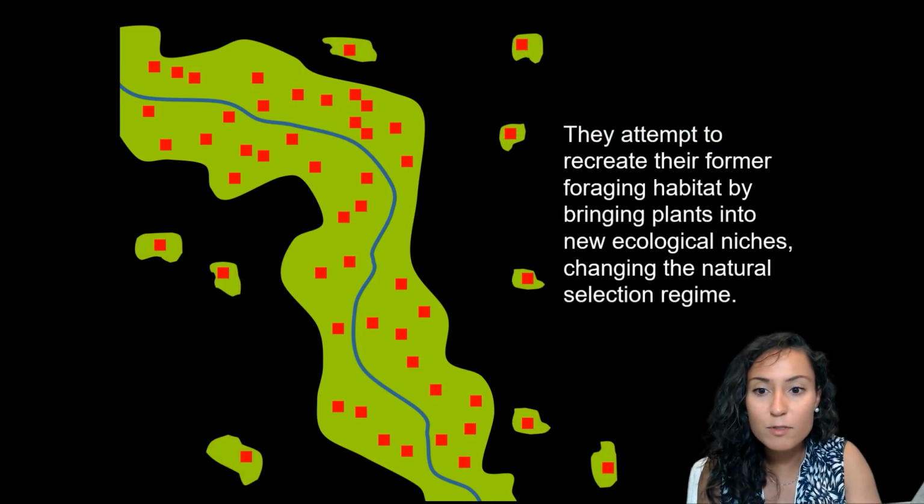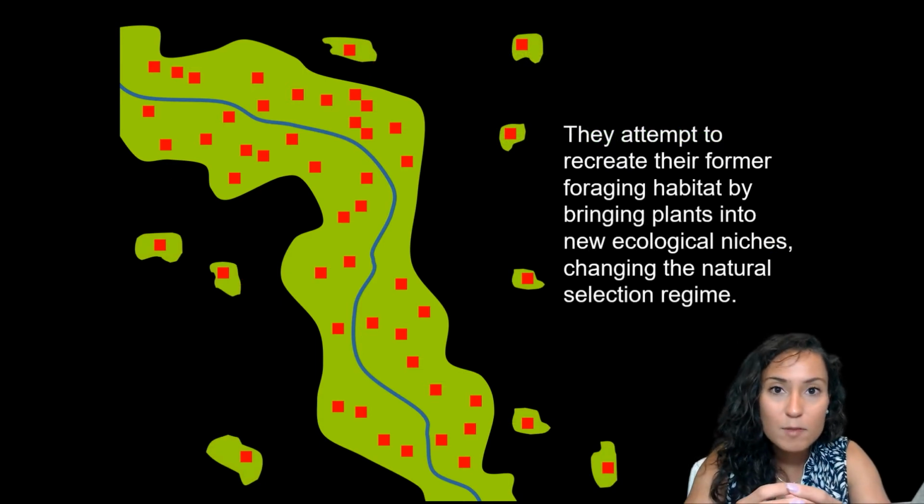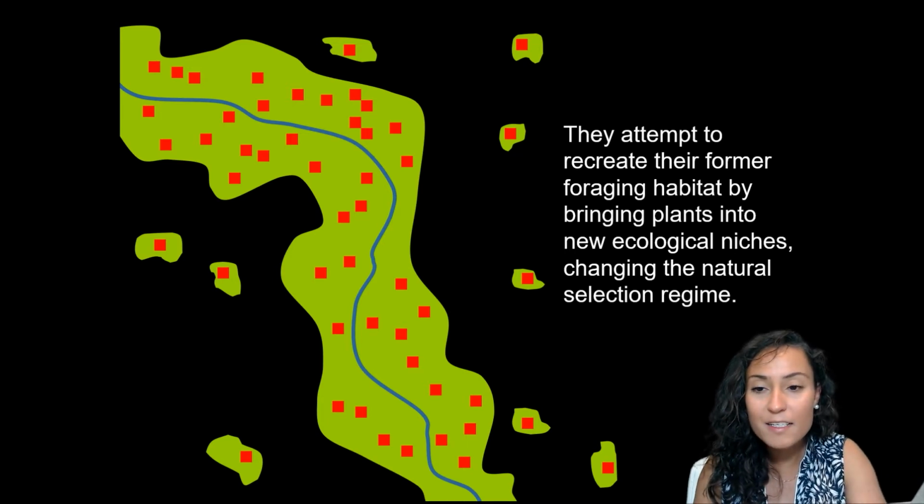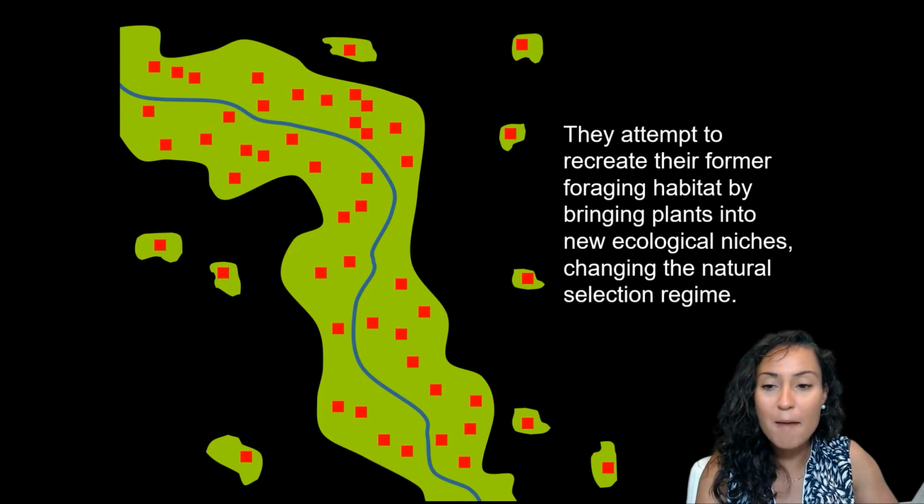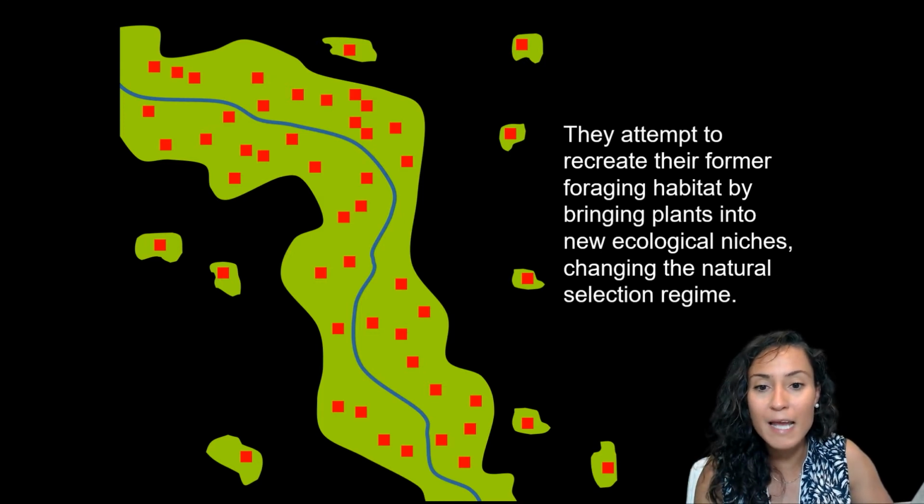Eventually, some groups are forced to move out of this optimal river valley zone and into marginal areas. And when they make that move, they attempt to recreate their former foraging habitat by bringing plants into these new ecological niches, changing the natural selection regime of the environments they're moving into.